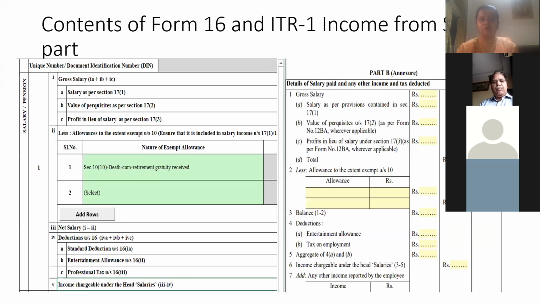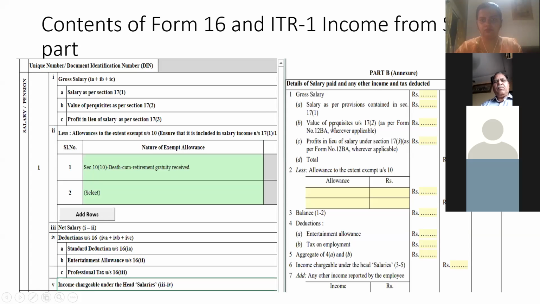So here, you can see this is your Form 16, which you get from your employer. And this is the image of the form which we are filling right now. You can see the sequence of items is the same. Gross salary is there in your Form 16 also. Then it is salary as per provisions, section 17, subsection 1. Here also you can see that.